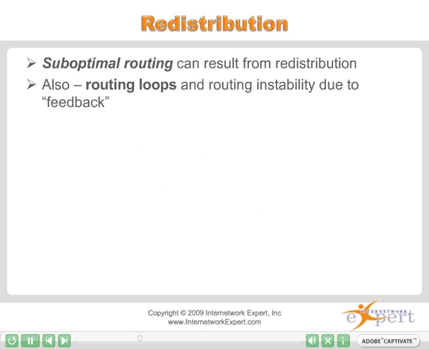Now, we made it clear that we do not want to do redistribution. We want to avoid redistribution if we possibly can. And one of the reasons we said that's true is because we lose information. And when we lose information, we can end up with suboptimal routing. We could also, at the very worst case, get a full-blown routing loop and routing instability due to feedback. Let's take a look at a topology and let's discuss exactly what could go wrong with redistribution.